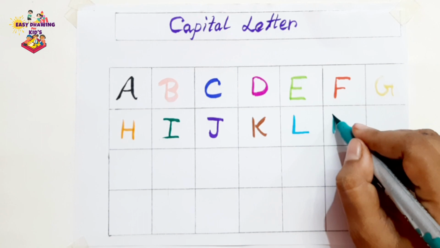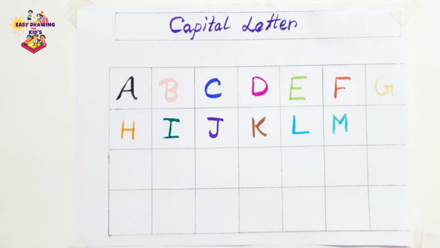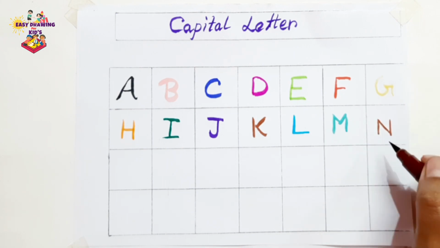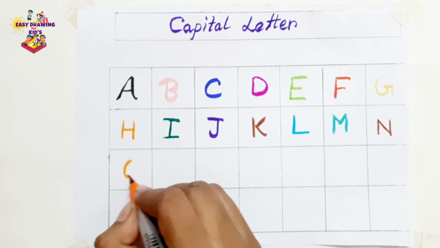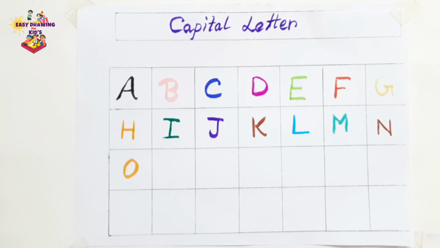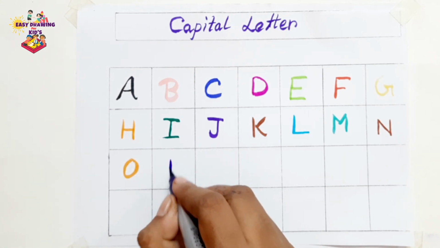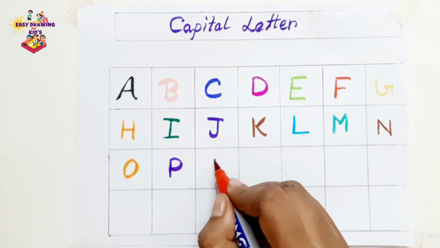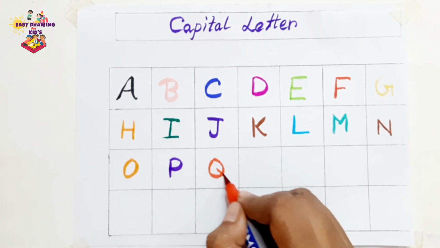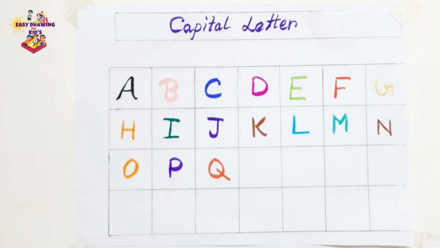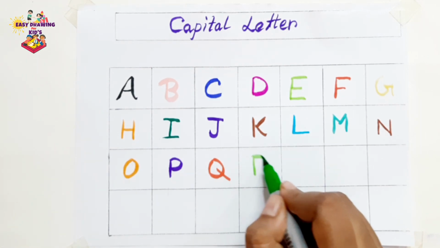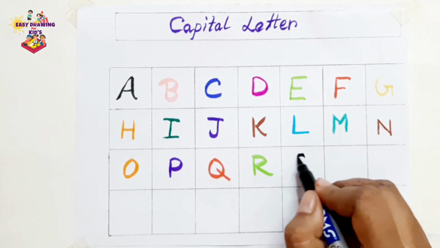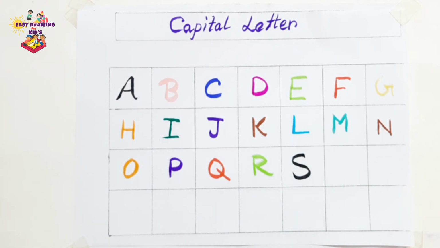M. M for mango. N. N for nut. O. O for onion. P. P for pumpkin. Q. Q for crocodile. R. R for rose. S. S for strawberry.